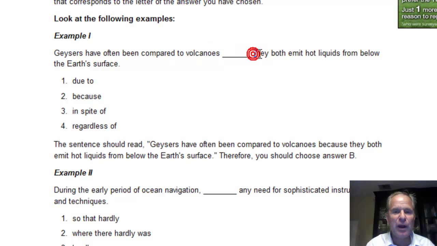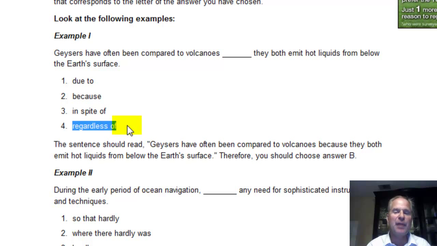Now the next thing is we also have another subject and we have another verb. Now English grammar says, Kelly, you cannot combine more than one subject or more than one verb without some kind of connector. Now in this case, due to is a preposition. It is not a connector. It can't be used to join a dependent and an independent clause together. In spite of, it's also a preposition, so it is also wrong. Regardless of is a preposition, which makes it wrong.